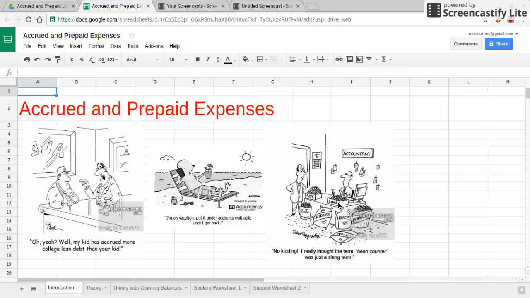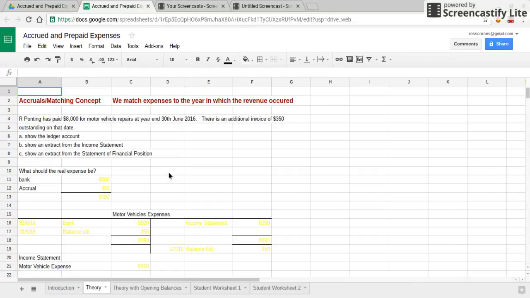Hi, welcome to this podcast where we're going to be looking at accrued and prepaid expenses. The theory is that what we should be doing is following the matching concept. So expenses should be matched to the year in which revenues occurred. We'll look at a couple of simple examples, and then you'll do some examples, and then I'll look at some more difficult examples.